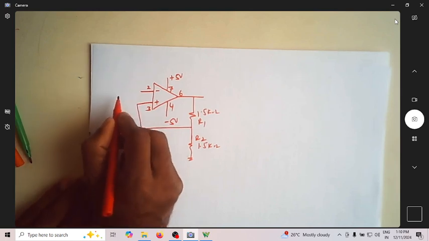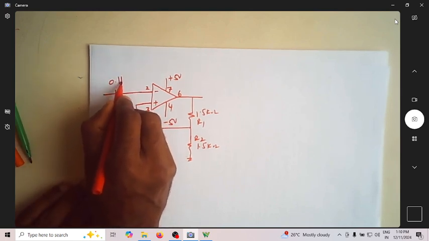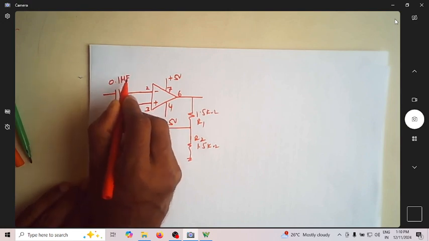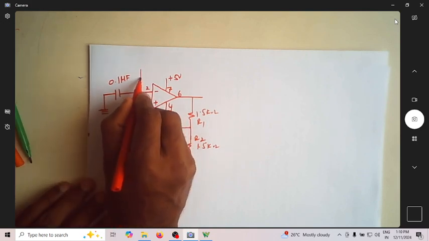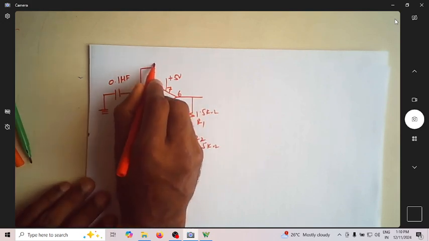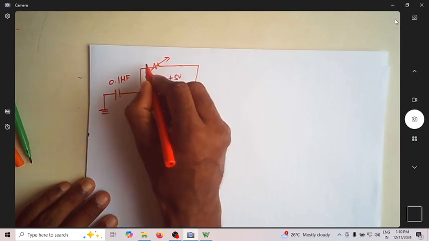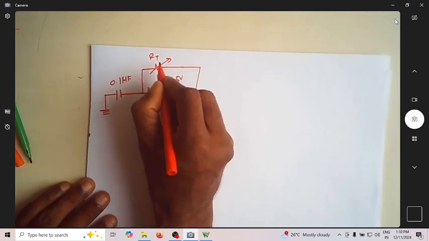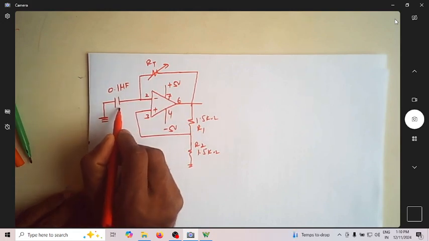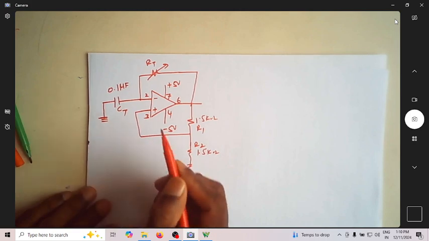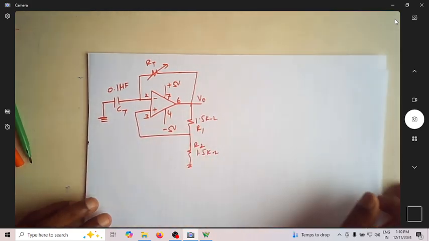This is my junction, and I'm connecting a capacitor of 0.1 microfarad, which is grounded, and I'm connecting a resistor. For experiment purposes I'm using a DRB. This is my RT, RT stands for timing resistor. This is my timing capacitor CT. So this is my output voltage V0.